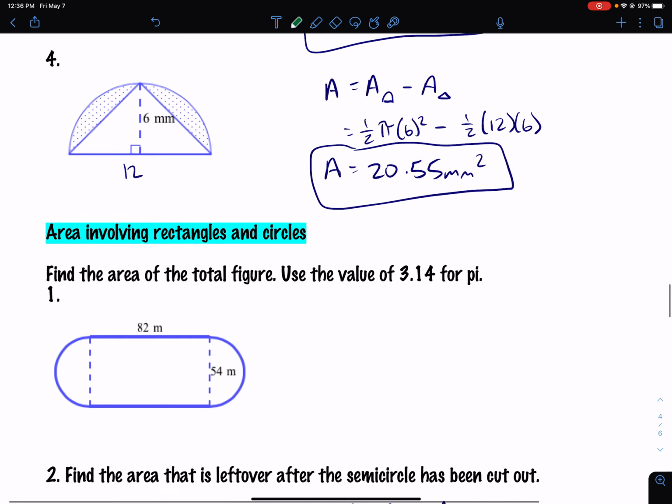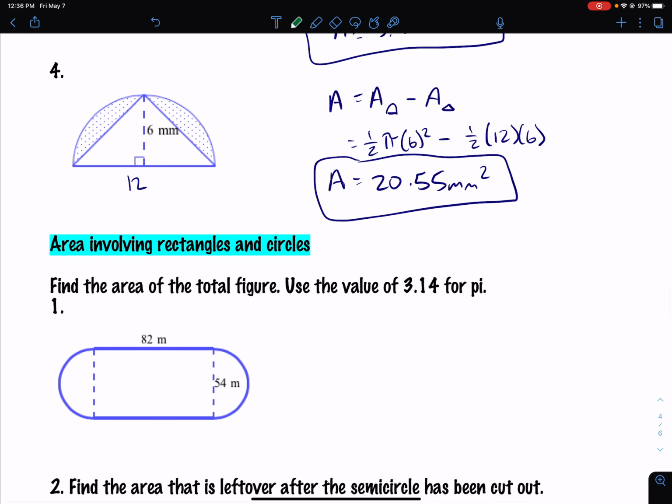All right, now let's try to find this. What this shape basically is, is a rectangle and then two semicircles, but two semicircles also equal one full circle. So this area is just going to be equal to the area of the rectangle plus the area of a circle. And it's just one circle because I'm combining the two semicircles.